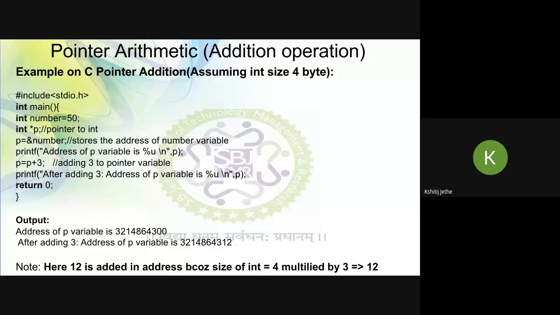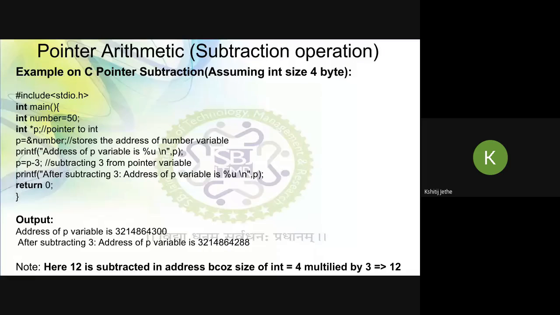Now we are going to see the next operation, which is the subtraction operation. So this is the example. This example is also similar to the previous example. As you can see here, again we have written hash include stdio.h, that is the inclusion of the header file. Then we have a main function, and after that we have a variable declaration, number equal to 50. The value 50 has been assigned to the variable number.